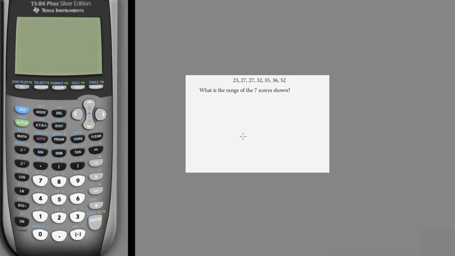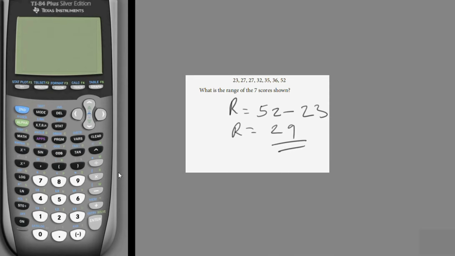value is 23. So the range will be the highest value, which is 52, minus the lowest value, which is 23. So the range will be 52 minus 23. You're going to have 29. Okay, so this will give you the answer. Okay, you don't need to punch this in a calculator.